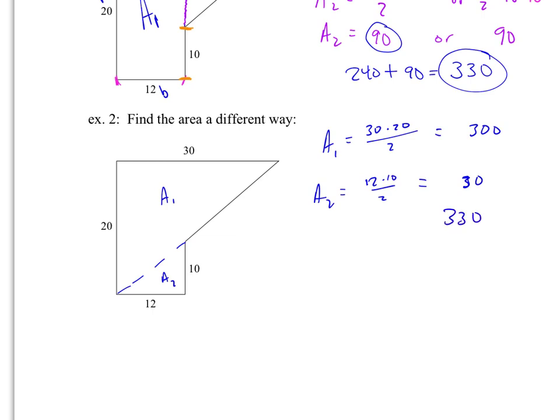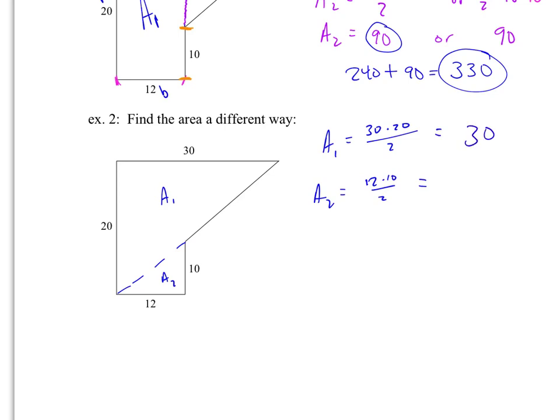How'd you get 30? 12 times, wouldn't it be 60? I don't know how I got 30. It is 60. So my first one's not right either then. So 30 times 20 is 600. Oh yeah, 600. 600 divided by 2 is 300. Yeah, I was right there.